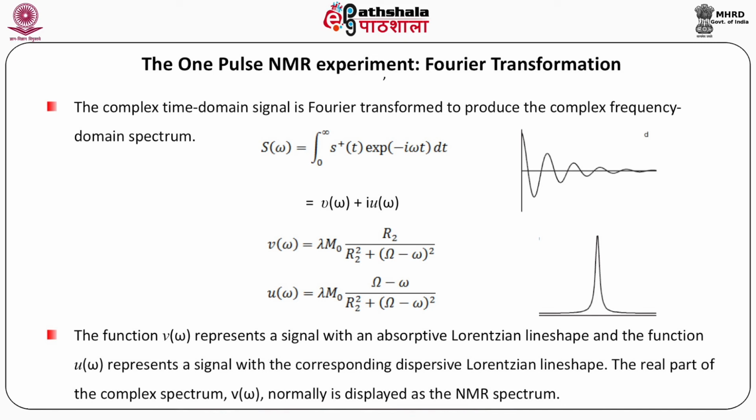In the top figure you see the FID, which is the time domain signal, and the bottom figure is the Fourier transformed frequency domain signal, which you see in the form of a peak. The function V(omega) represents a signal with an absorptive Lorentzian line shape, and the function U(omega) represents a signal with the corresponding dispersive Lorentzian line shape. The real part of the complex spectrum V(omega) normally is displayed as the NMR spectrum.